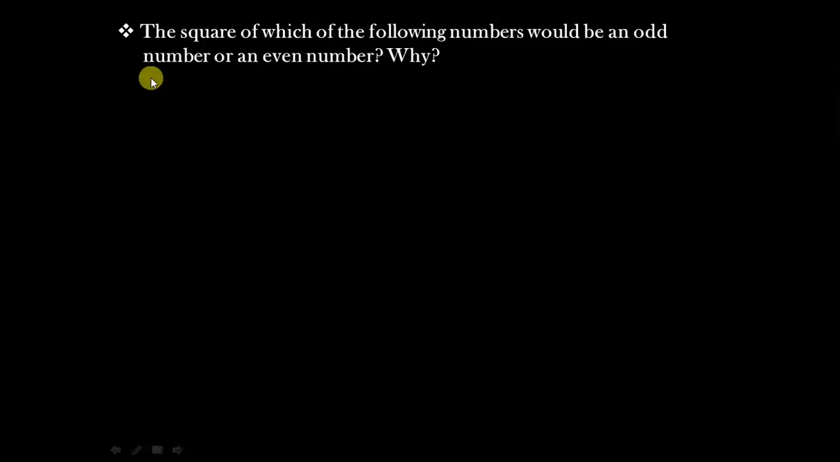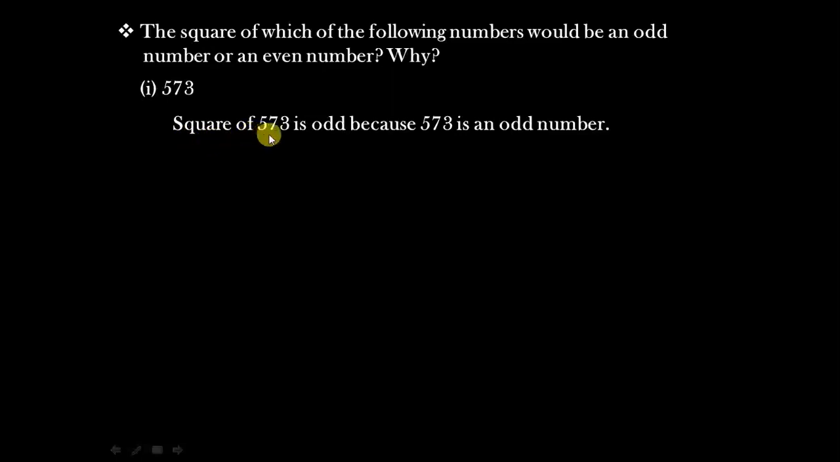Okay, now the square of which of the following numbers would be an odd number or an even number, and why? You have the first number, 573. If you square 573, what number will you get? Is it odd or even? The square of 573 is odd, because 573 is an odd number. Since 573 is an odd number, if you take the square of this number, we'll get an odd number.